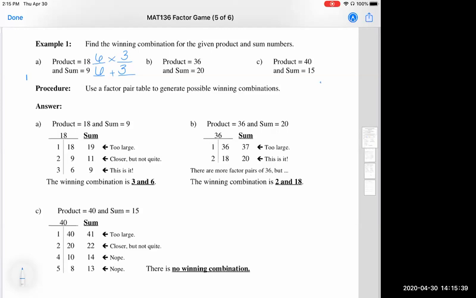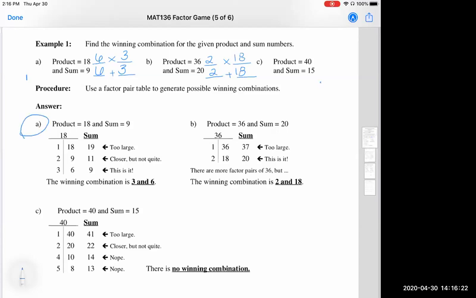All right, let's do part B. You want to think of two numbers that multiply to give you 36, and you want those same numbers to add to give you 20. You're thinking of all the ways you can get 36: 1 times 36, 6 times 6. It can be divided by 2, so 2 times 18, by 3, 3 times 12, and 4 times 9. So which one works where, when you add them, you get 20? 2 times 18 works, and 2 plus 18 gives me 20.